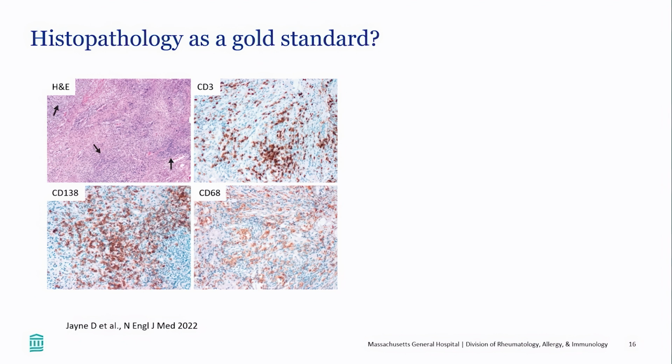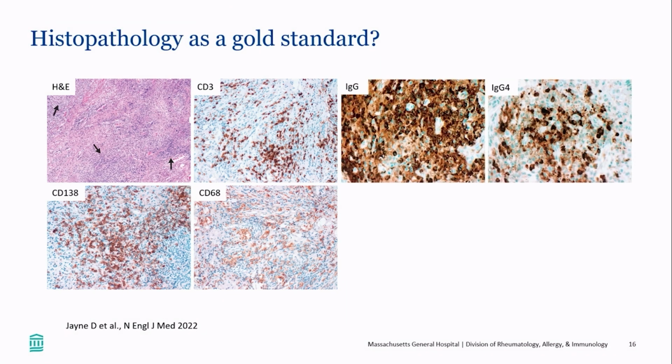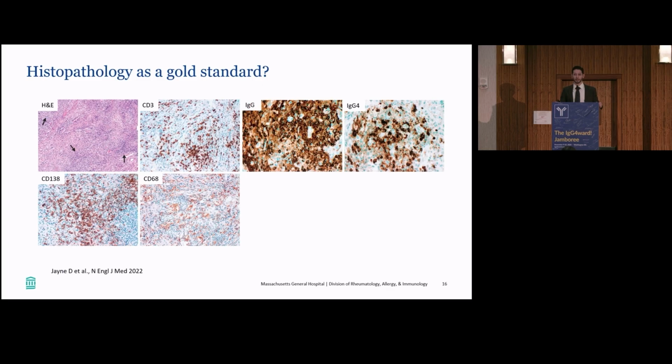You can see in the top left, there's a dense lymphoplasmacytic infiltrate. These other stains are showing that it's the right cells, that it is lymphoplasmacytic. And here are the IgG and IgG4 stains. You can see that they're both quite positive, and there's a large number of IgG4 positive cells in the biopsy. So it looks really good for IgG4-related disease.